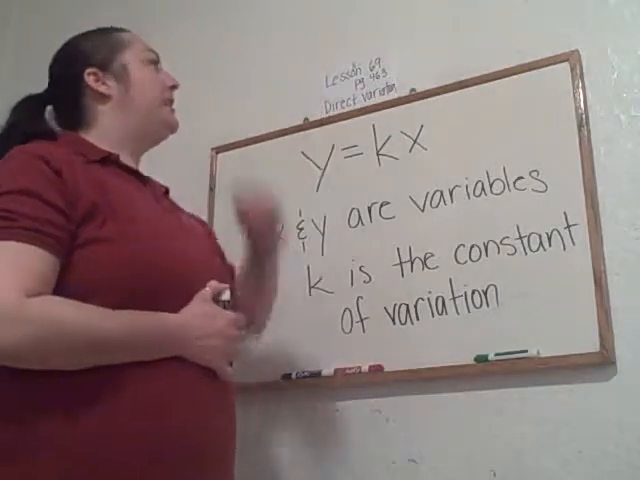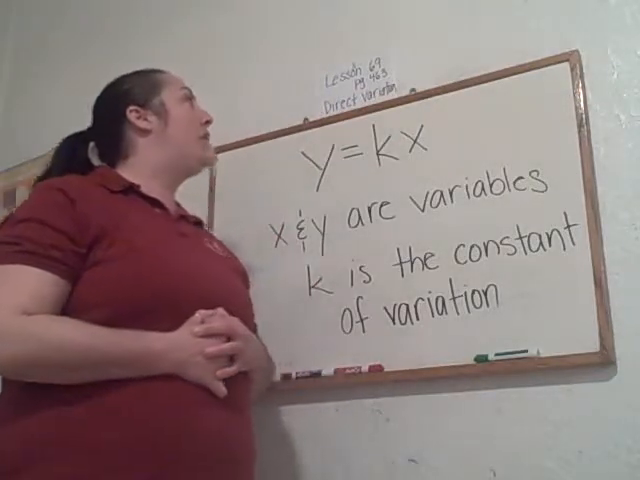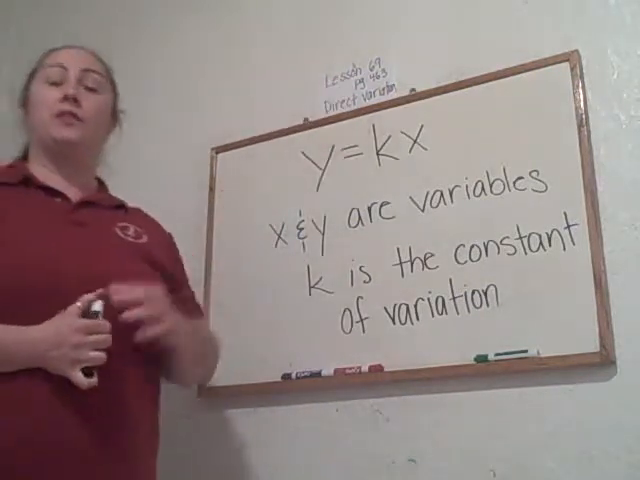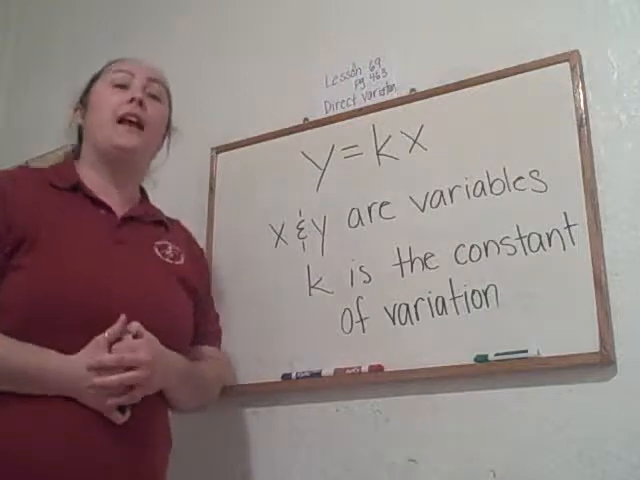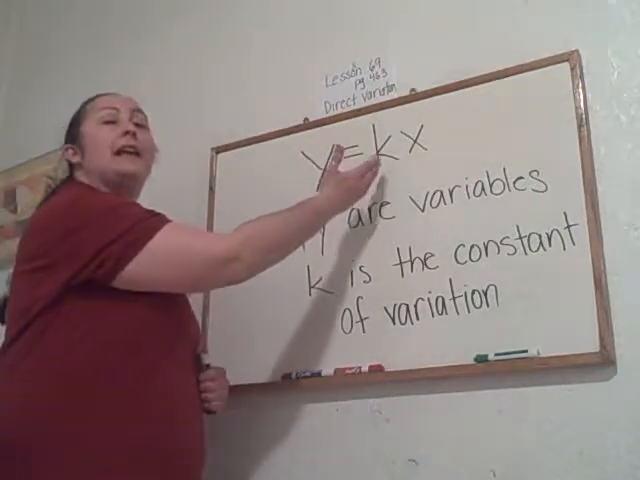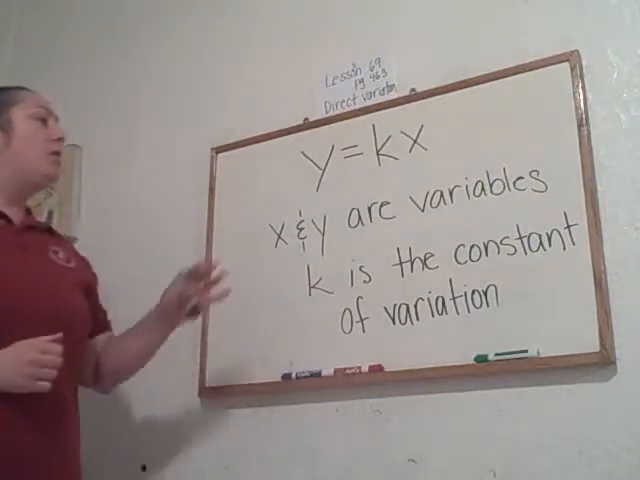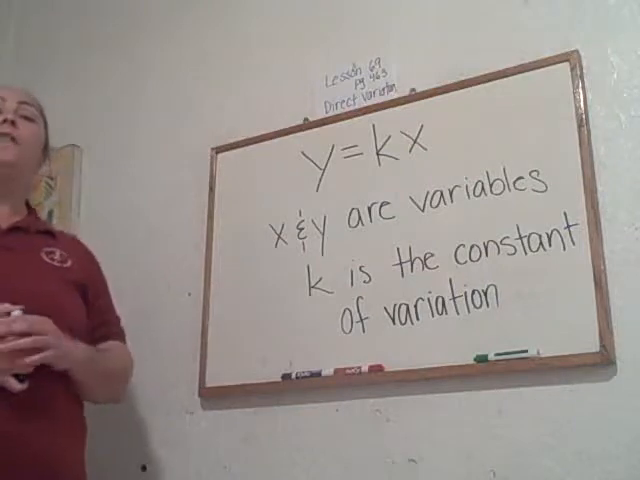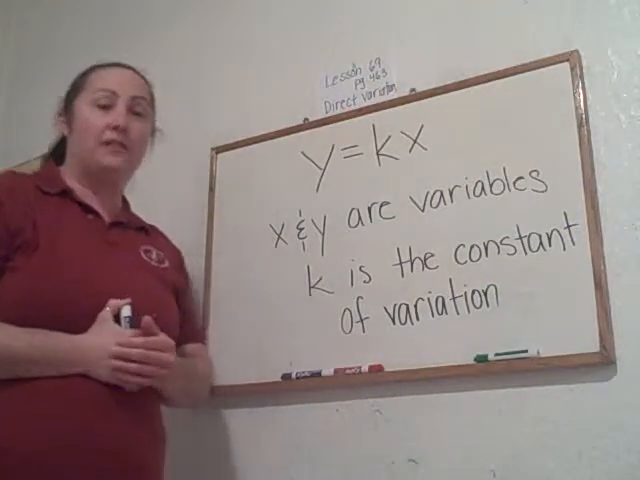Today's lesson is lesson 69, found on page 463. The topic today is direct variation. The direct variation formula is given to us as y equals k times x, where x and y are variables, and k is called the constant of variation.